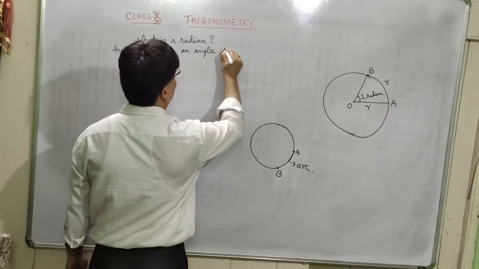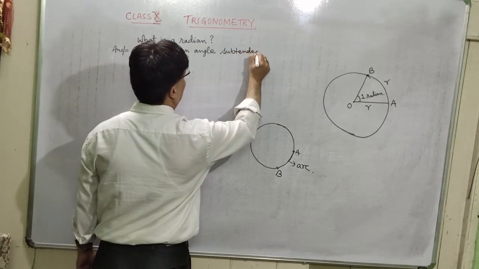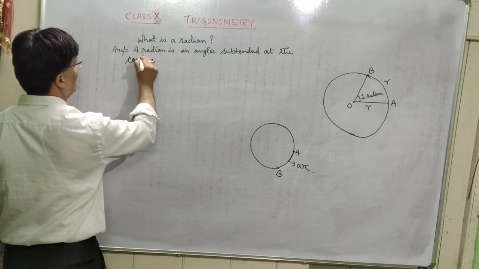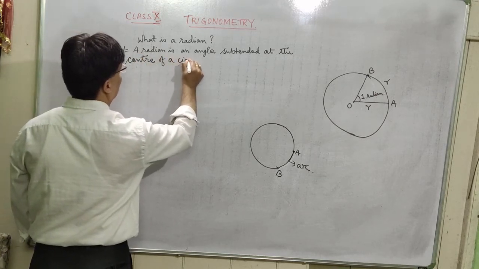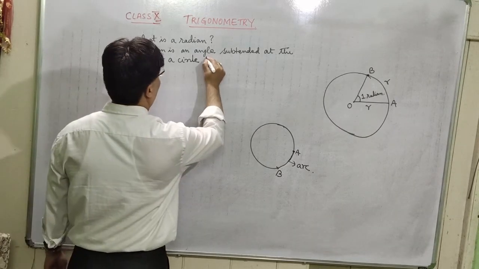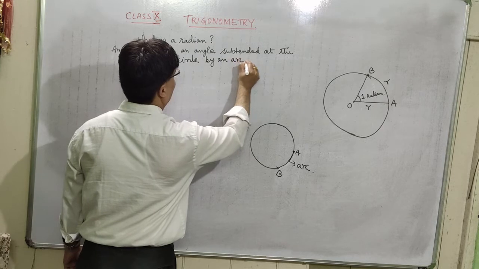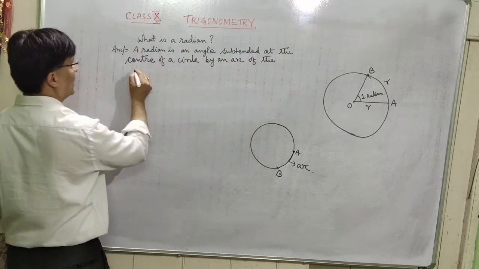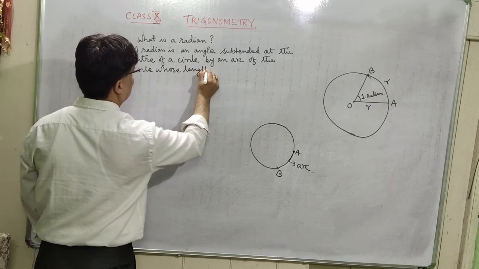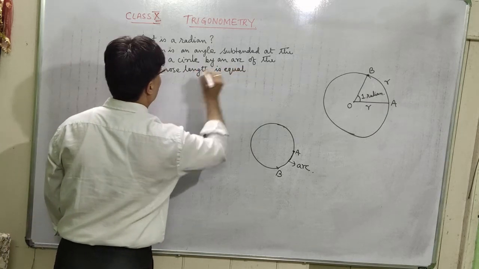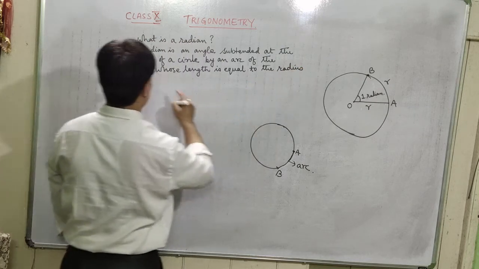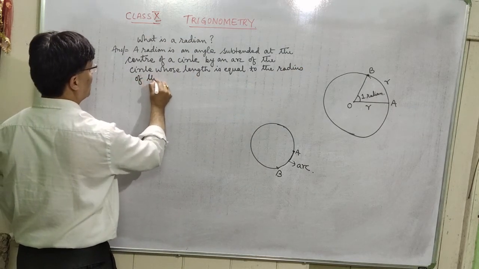A radian is an angle subtended at the center of a circle by an arc of the circle whose length is equal to the radius of the circle.